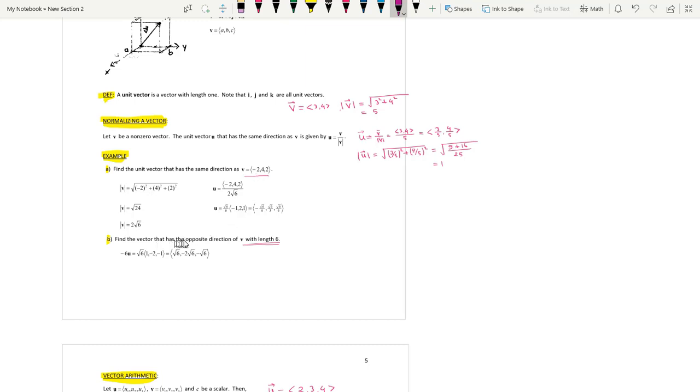Now in our next problem, it asks to find the vector that has the opposite direction of v with length 6. Now this unit vector u has length 1, but it goes in the same direction as v. If we multiply this u by 6, then its length would be 6, but it goes in the same direction as v. But here they ask us to go in the opposite direction. So what can we do? We can multiply by negative 6. So if we multiply by negative 6, it will go in the opposite direction of v, and the length would be 6.